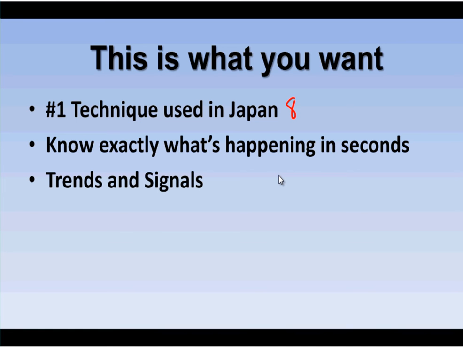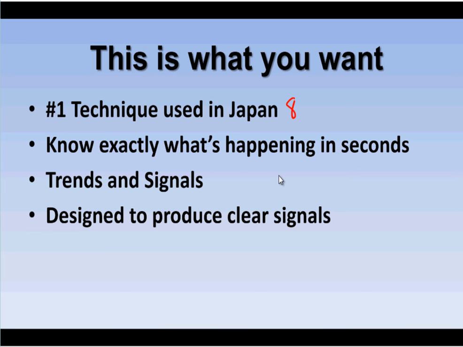Now, it catches trends and signals, and it's designed to produce really clear signals. Ichimoku translated means at a glance in English/redneck Kentucky. So let's take a look here and look at the edge for you now.